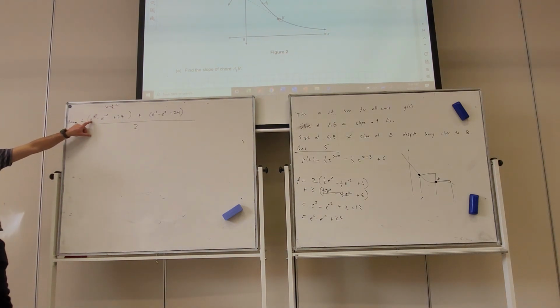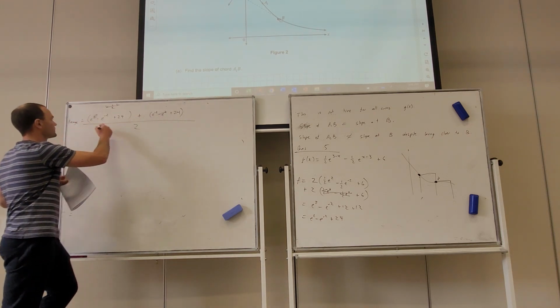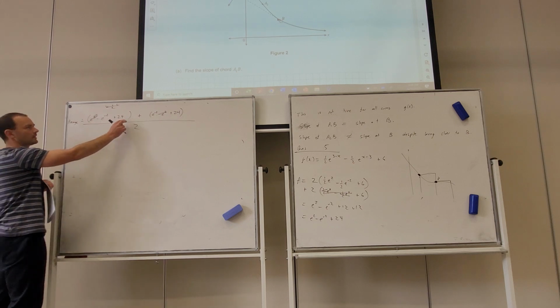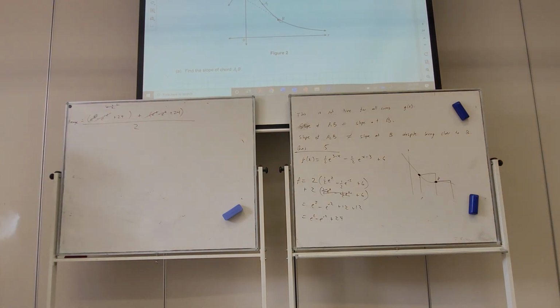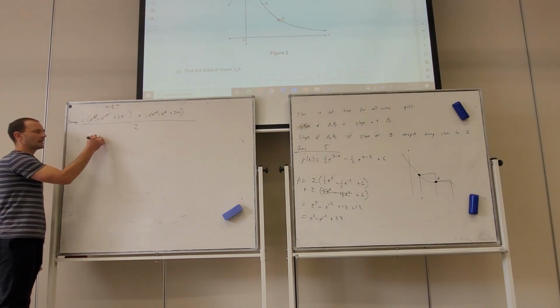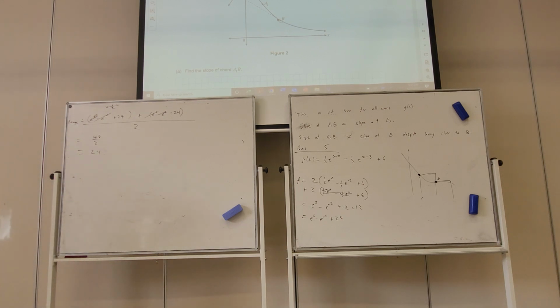So, e squared, take e squared, cancels. Minus e squared, minus e to the minus 2, plus e to the minus 2, cancels. 24 plus 24 divided by 2, 48 on 2, 24. QED, proof as required.